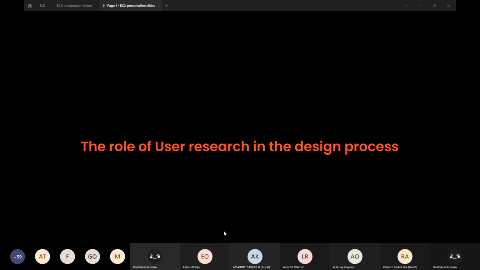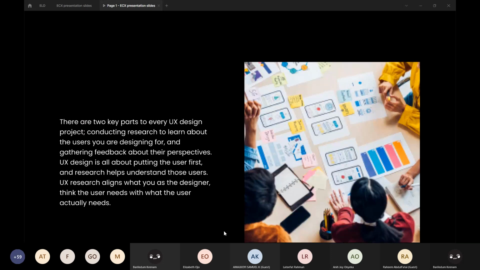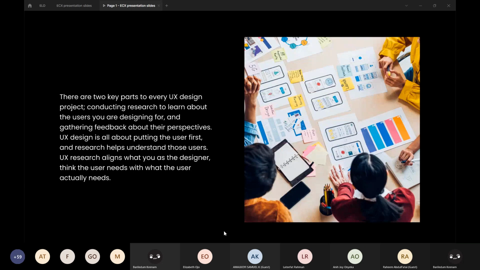So I've been talking of user research. What are the roles of user research in the design process? Next slide. Okay, user research helps us to align the products with our ideas. It takes a very key role. It happens all through the product development life cycle. So it serves as a roadmap while building a product.